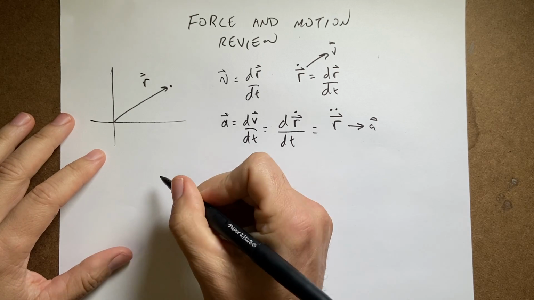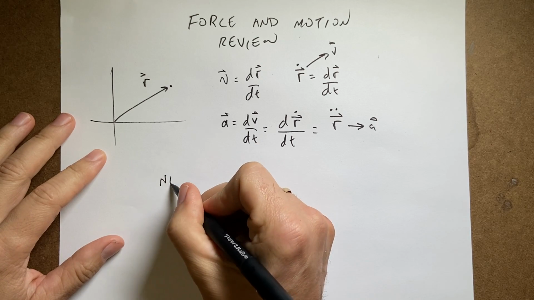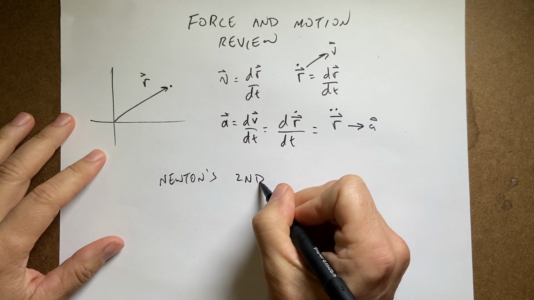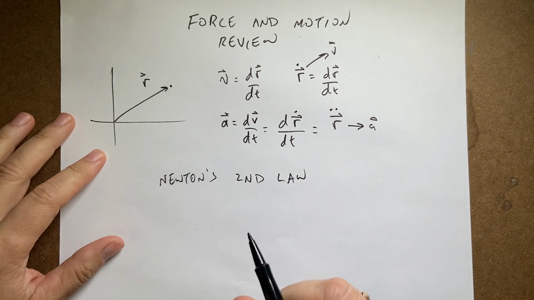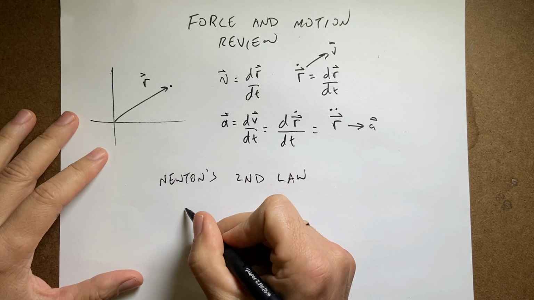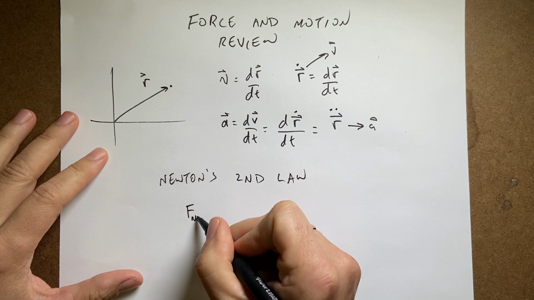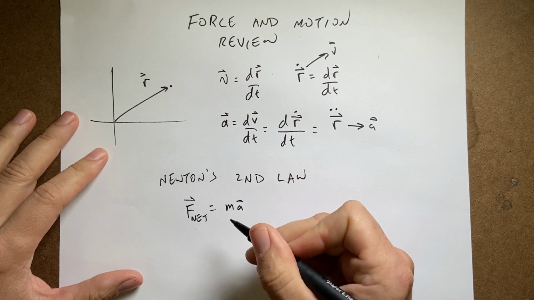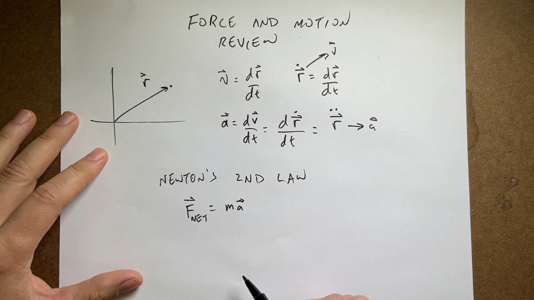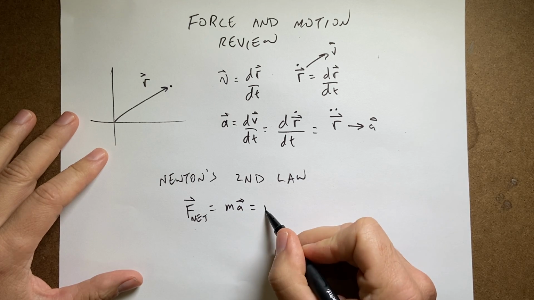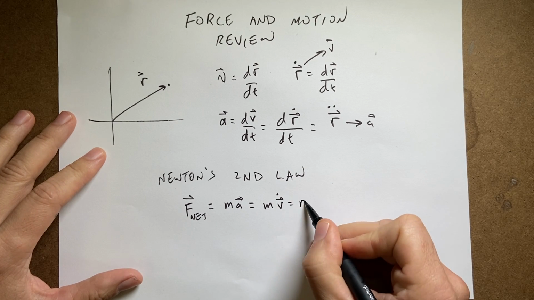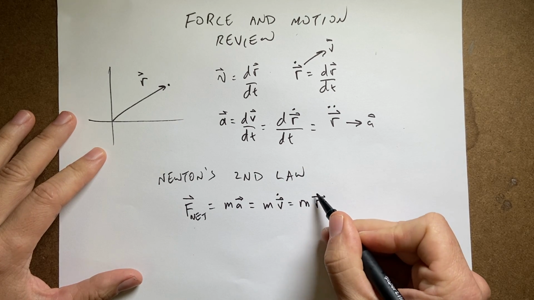Now we have Newton's second law. So this says the following: F net equals ma. So if I write, that's a vector. If I write this in dot notation, it could be m v dot, or it could be m r double dot.